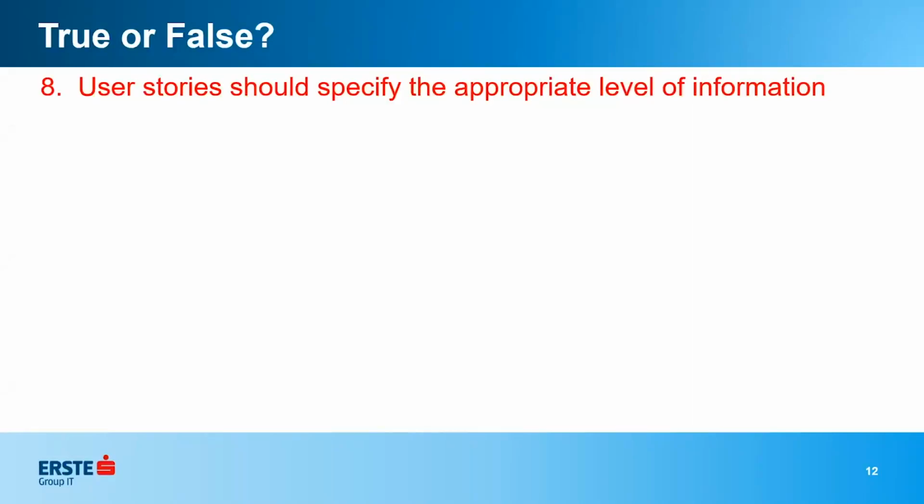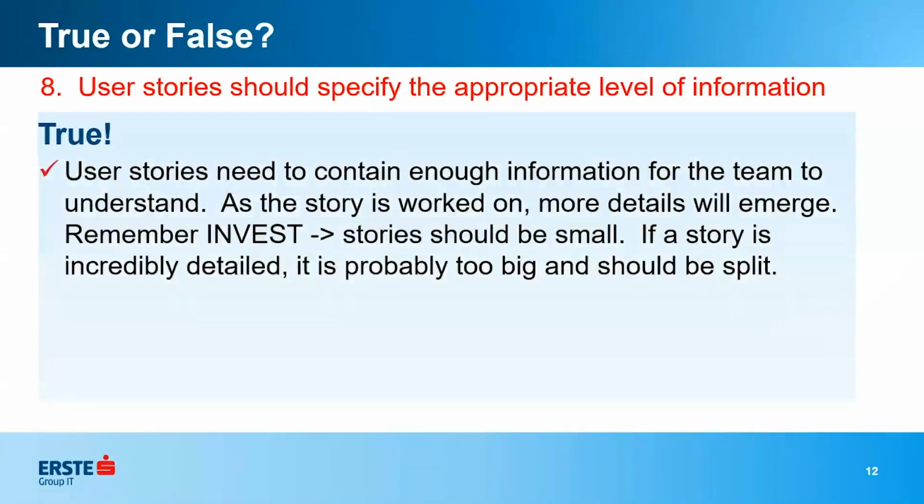True or false? User stories should specify the appropriate level of information. One of my favorite sayings is that a user story should contain as much information as you need, but not more. Don't express every tiny detail, because if you've missed something, you can always create a new story to add it. But you don't want something so minimal that you're not delivering anything. Have enough information to do the story and complete it, but not more.